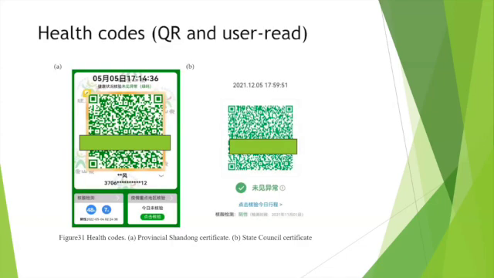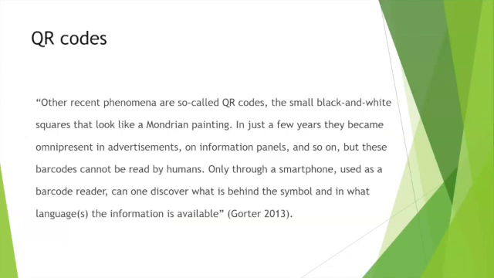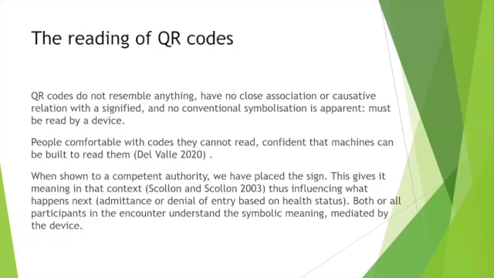So there's a difference between something you might guess, like a syringe, and something which is just coded information. They don't resemble anything as symbols or icons. There's no particular association and no convention. You can't really learn them over time. They have to be read by a device. But that seems to be fine.